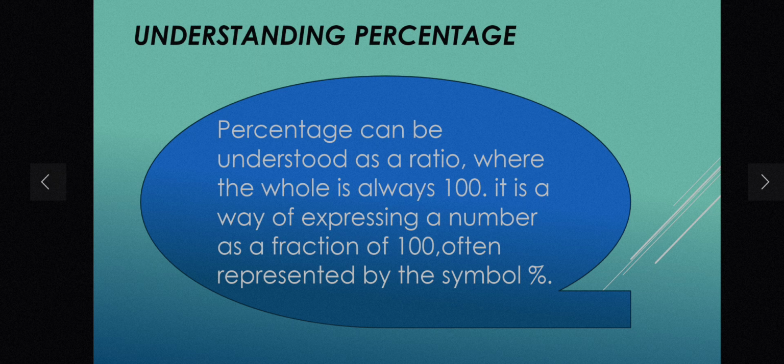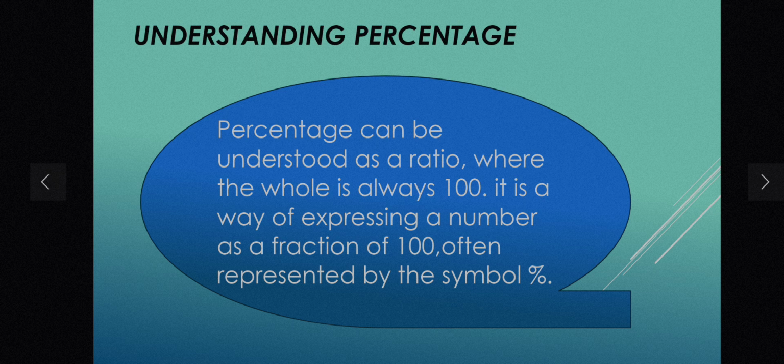What this is trying to tell us here is that percentage is represented by a whole, which is always 100, and it is also a way of expressing a number as a fraction of 100, and it is represented by the symbol which is shown on the screen here, the percentage sign. Percentage can be written as 1 over 100. That's why they said it is a way of expressing a number as a fraction of 100.